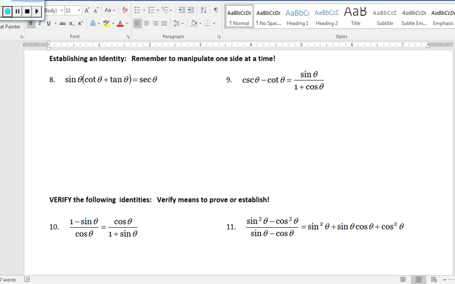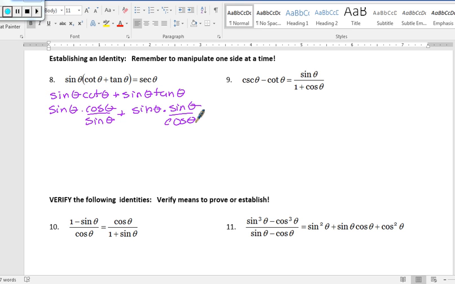What I'm going to do first is just distribute everything. So that's going to say sine theta times cotangent theta plus sine theta times tan theta. One of my first go-to things is to turn everything into sines and cosines. So I have sine theta times cosine theta over sine theta plus sine theta times sine theta over cosine theta. So on this side here, the sines will cancel. I'm just going to be left with cosine theta.